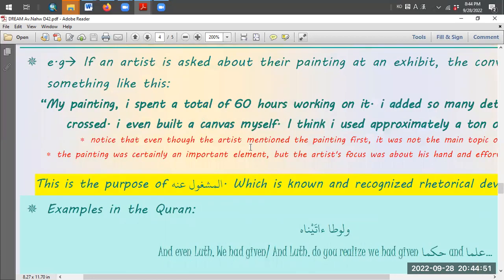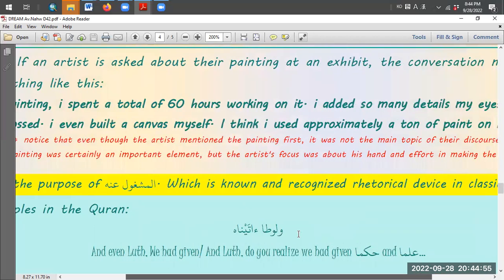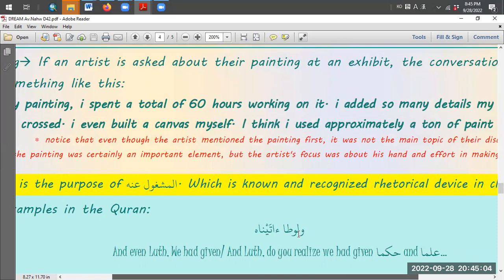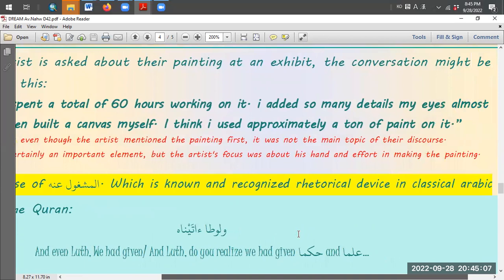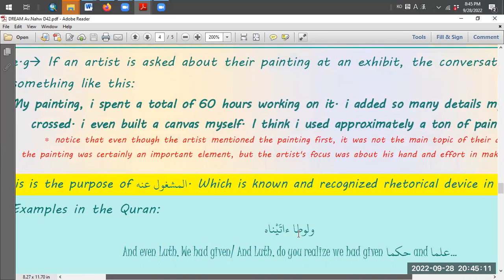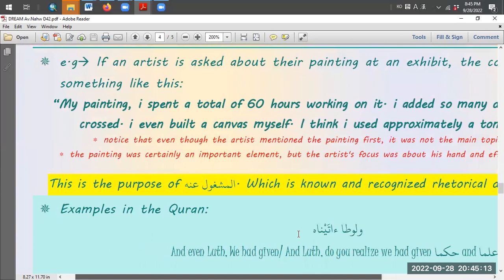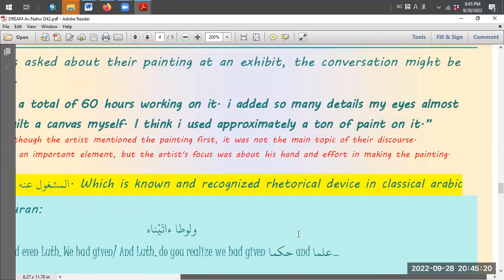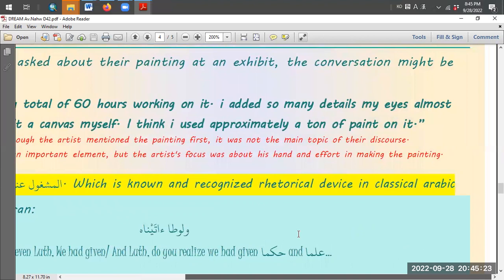So notice that even though the artist mentioned the painting first, it was not the main topic of their discourse. The painting was certainly an important element, but the artist's focus was about his hand and effort in making the painting. This is the purpose of al-mashghul anhu, which is known and recognized as a rhetorical device in classical Arabic.